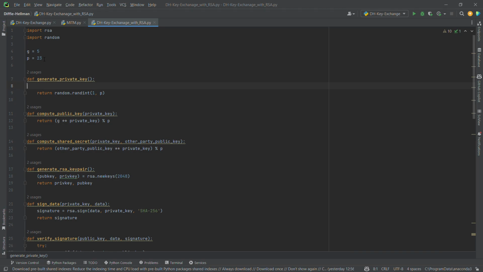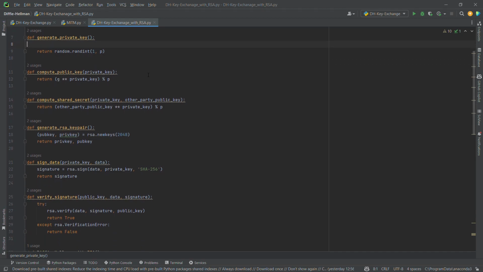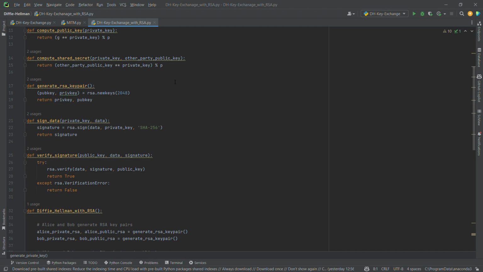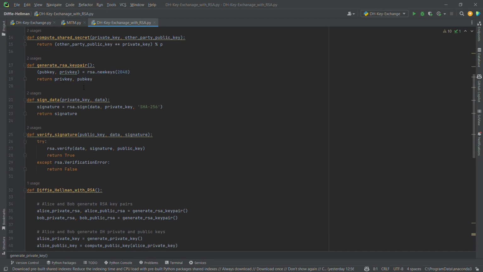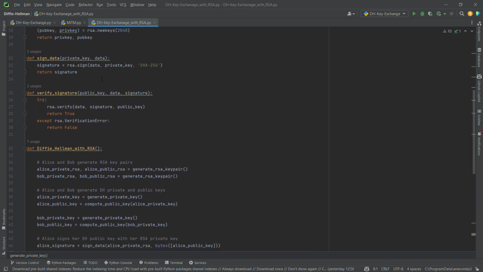I picked two numbers for Diffie-Hellman key exchange. This function is for the private key. This one is for the public key. This one is for the shared secret. And this one is for generating the private key and public key for RSA. And this one is for signing data.